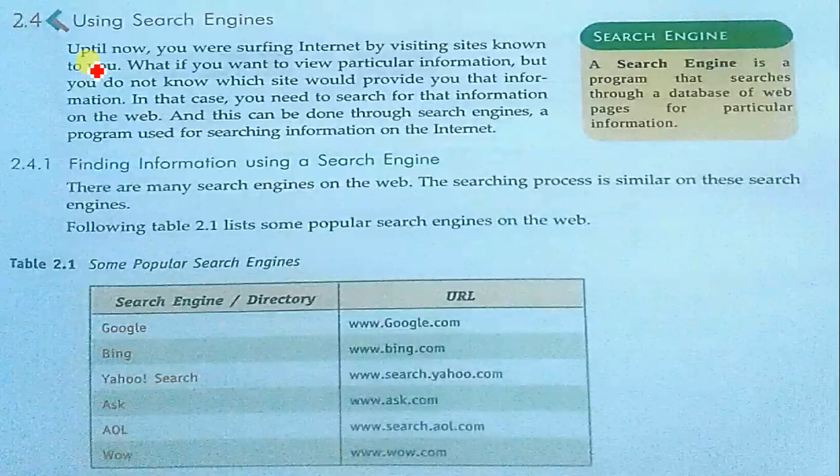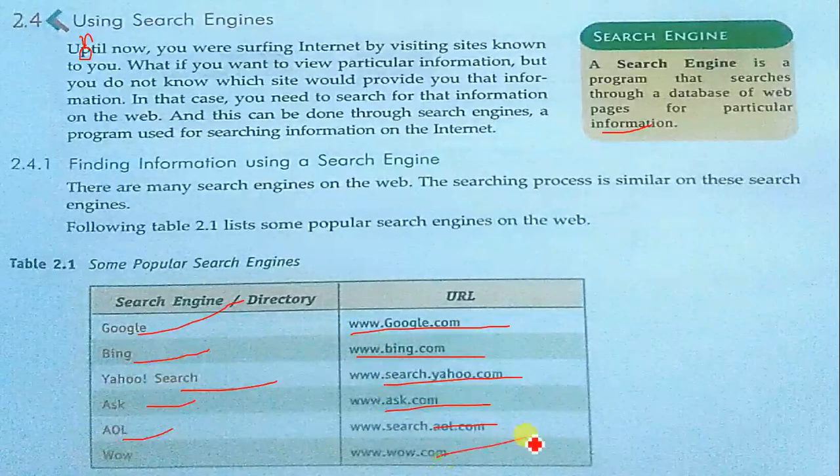Using the search engine, this is the next topic. To search anything on the web, a search engine is a program that searches through a database of web pages for particular information. Until now, you have been surfing on the net visiting sites known to you. But there are some other popular search engines other than Google: Bing, Yahoo Search, Ask, AOL. These are the URLs which you can type to search the terms.